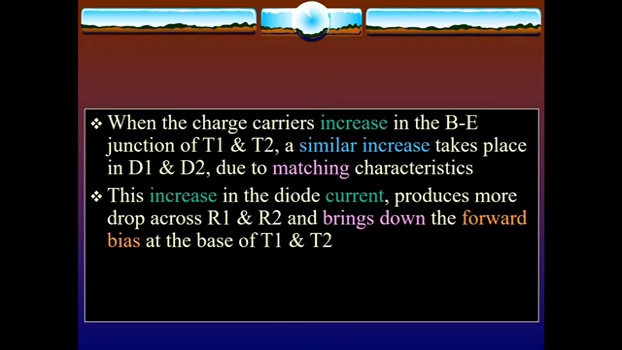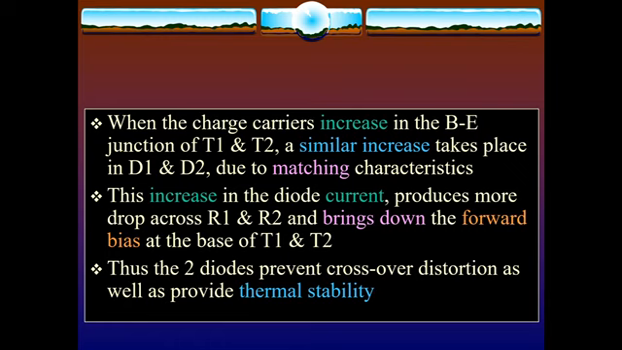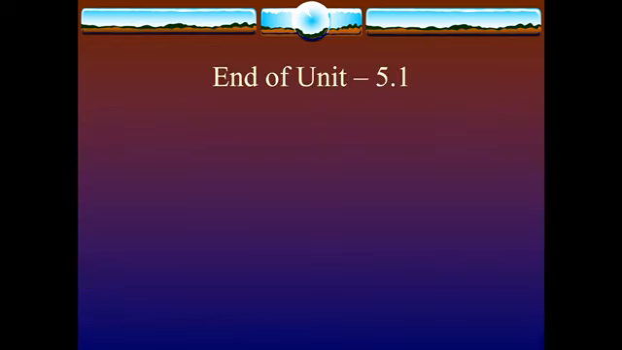So the two diodes prevent the crossover distortion. Finally, that small time gap, which is called crossover distortion, can be avoided with the help of two diodes, which also provide good thermal stability in the circuit. This is about the power amplifiers.